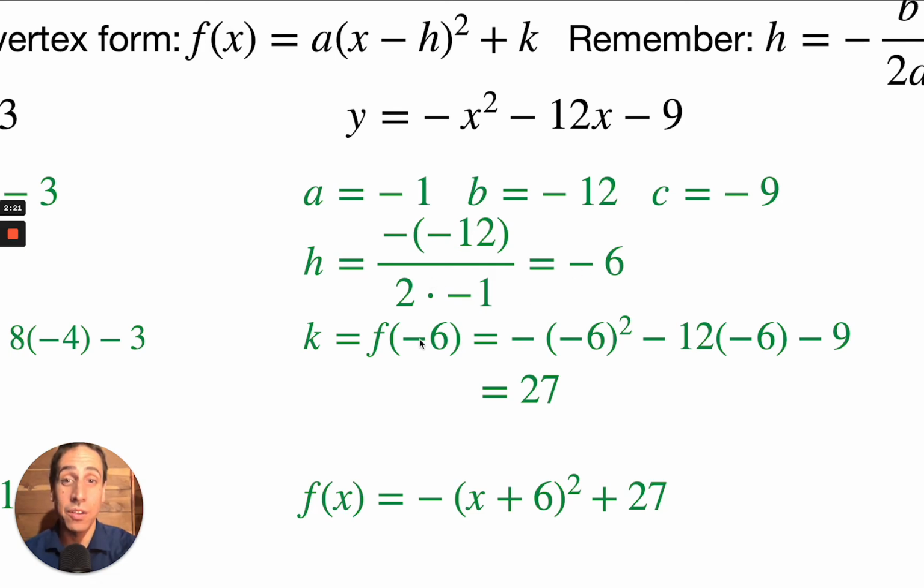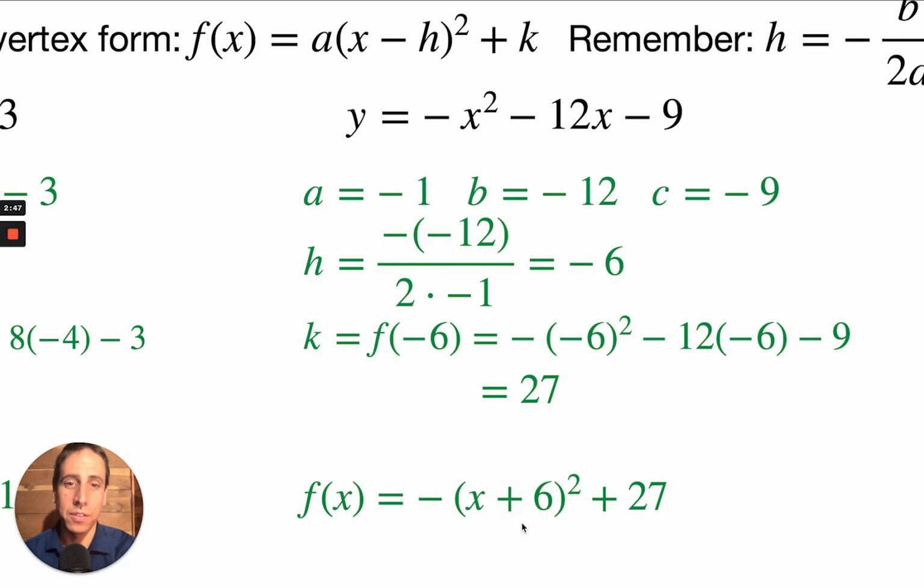Plug that h value into the function. If the input is negative 6, what's the output? You use the original version right here. Negative 6 squared is positive 36, and then make it negative is negative 36, minus 12 times negative 6, that's going to be positive 72, minus 9. You add all those together and you get 27. So therefore, the k value is 27. You can write it right here.